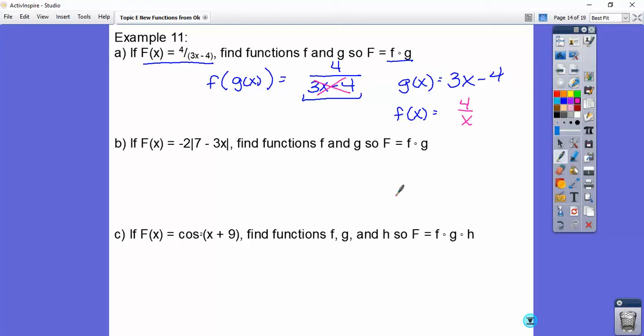How can you check those to see if you're right? Actually compose. Do f composed with g now and see if you get the original. Okay, b.